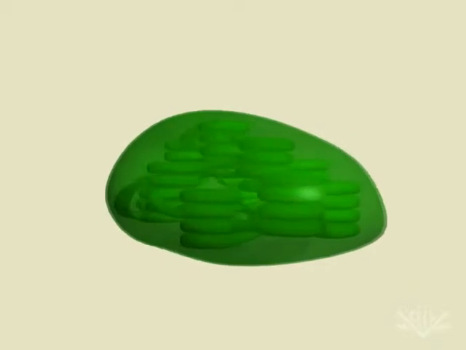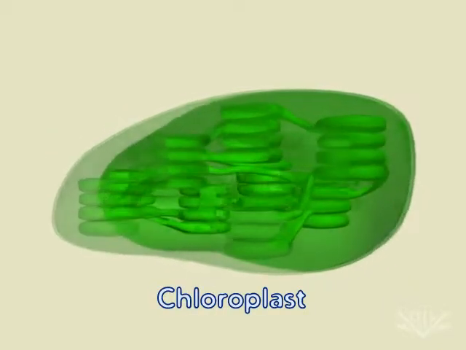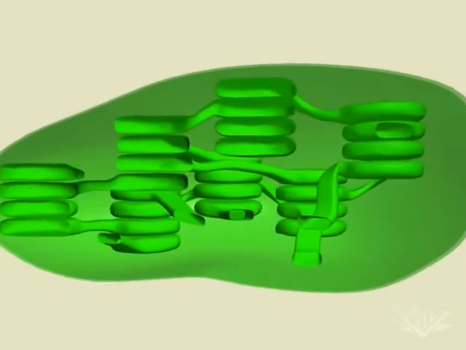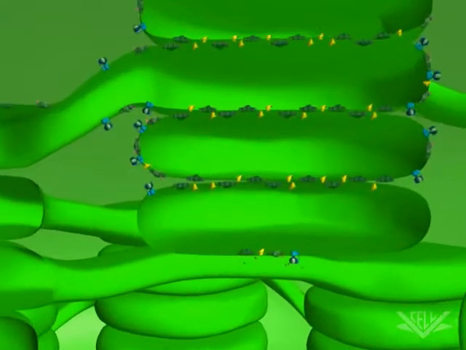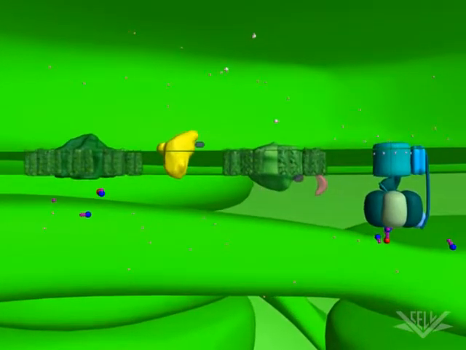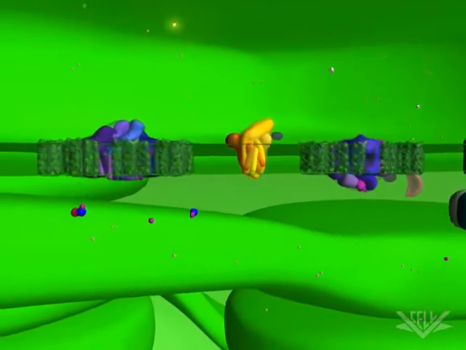Photosynthesis occurs in only one cellular organelle, the chloroplast. Chloroplasts are found in all green plants, some algae, and cyanobacteria. Like its mitochondrial counterpart, the chloroplast electron transport chain consists of several protein complexes and mobile electron carriers.